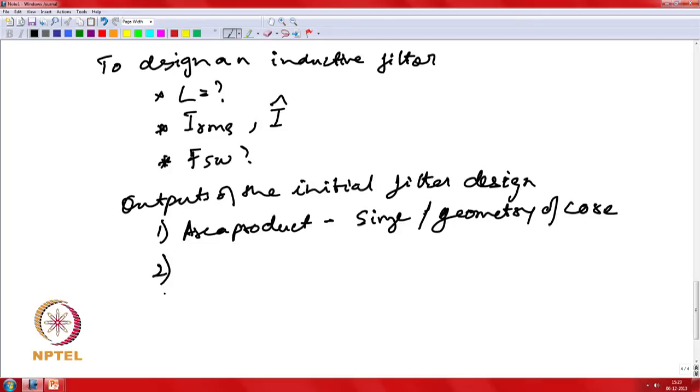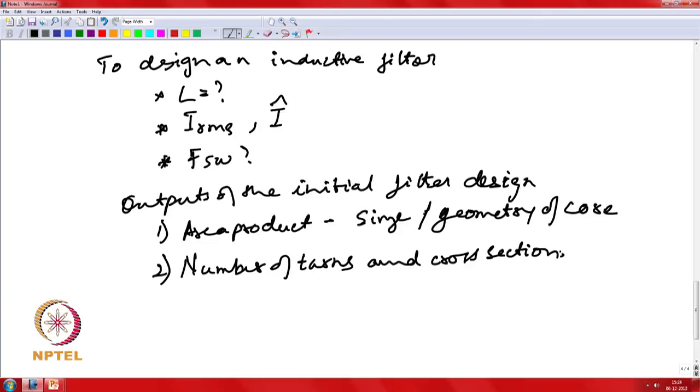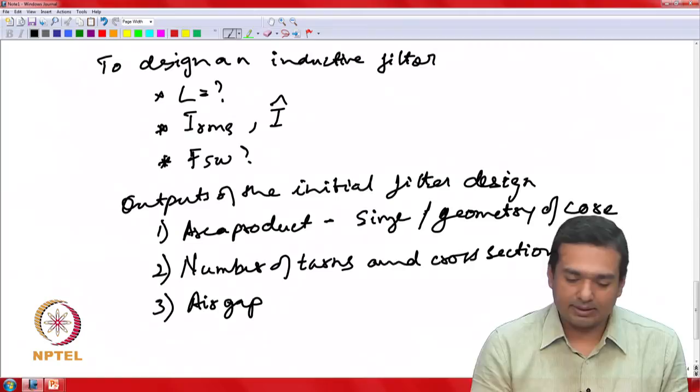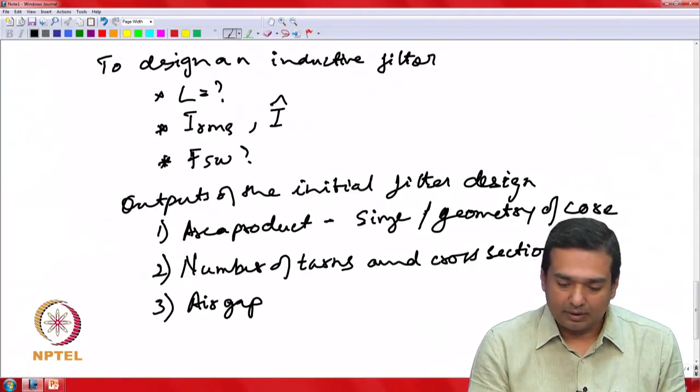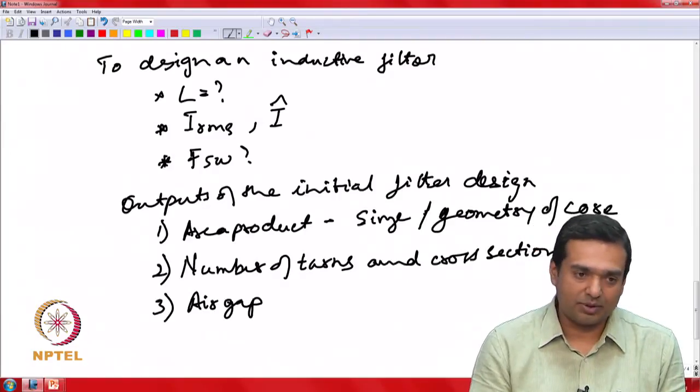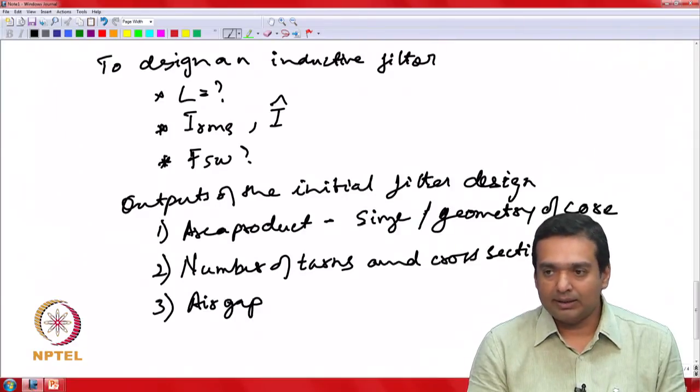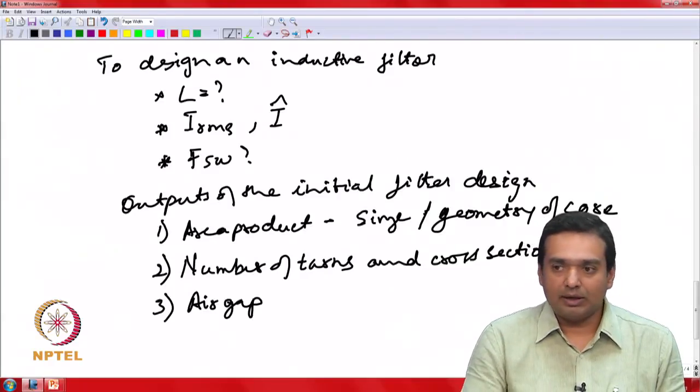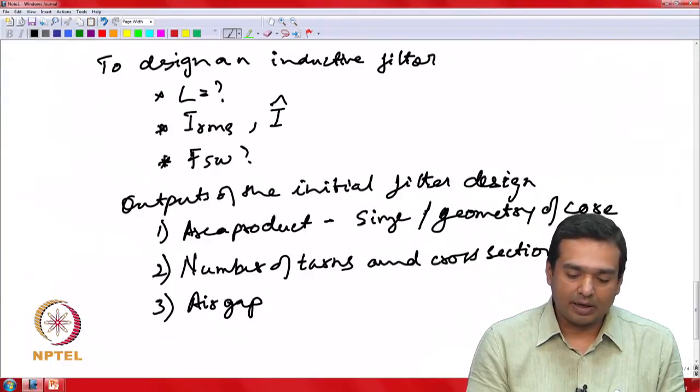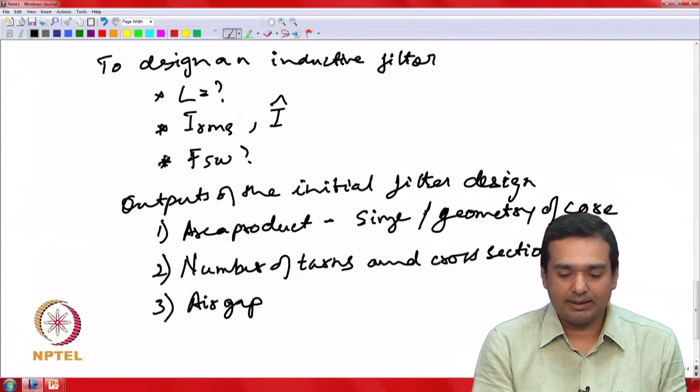The second item that one would be interested in is the number of turns, and essentially its cross section. This is important for deciding on the type of winding that you would be using. A third important factor is the air gap, how much air gap one would select. There are other important considerations which one would be able to finalize at a later stage of design. For example, one would need to know what the winding insulation is and how the bobbins are done, how the inductor is actually assembled together, how it is mounted, how it is cooled, etc. But these three would be initial starting points in your design.